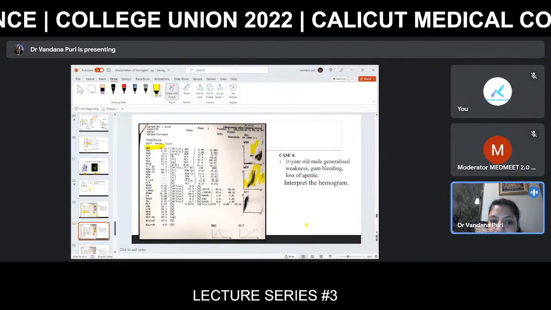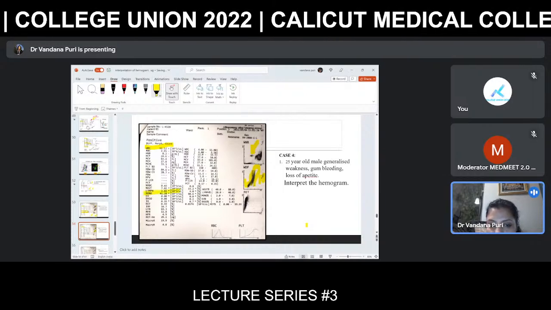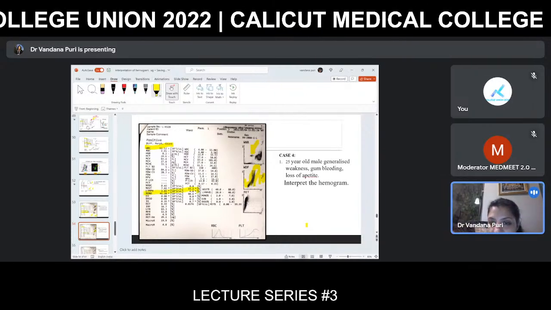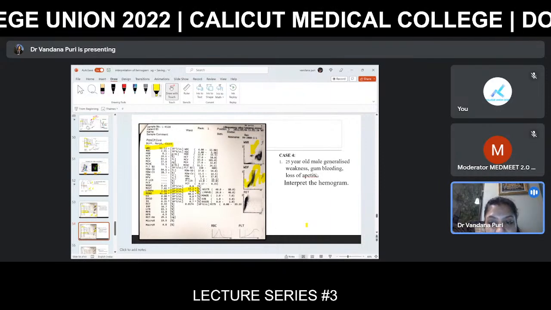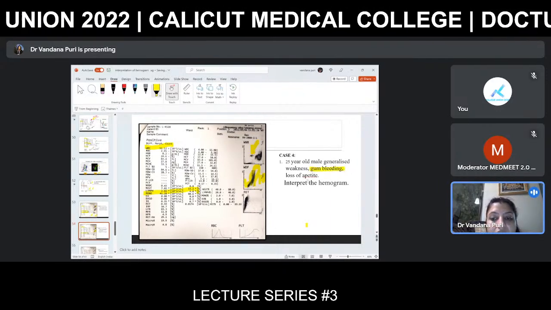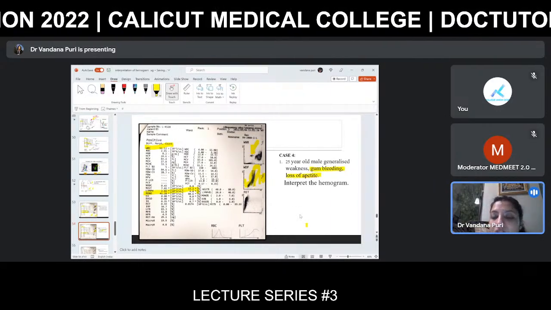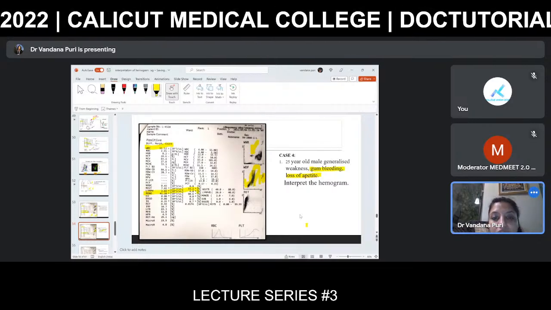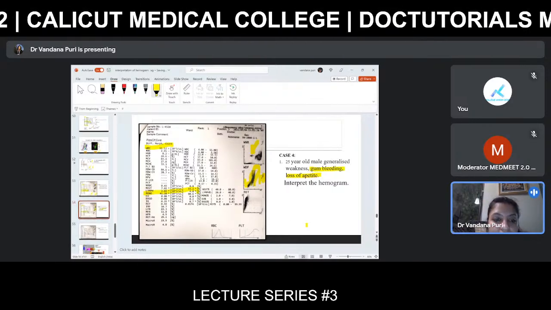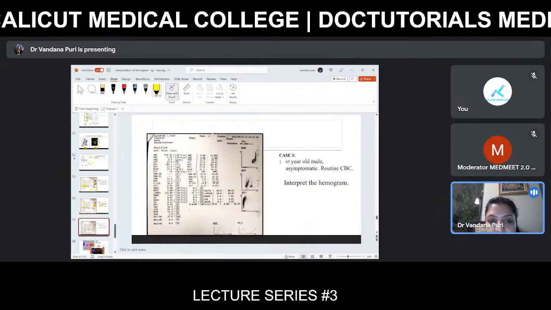But here the predominant peak is in the monocytic region, which is going into the immature stage also. And the history is also very suggestive. This patient has gum bleeding, loss of appetite. Immediately you should think of monocytic leukemia. Okay, acute monocytic leukemia.